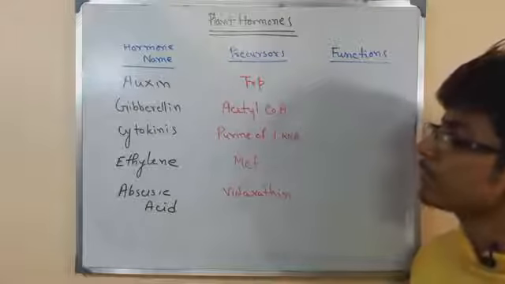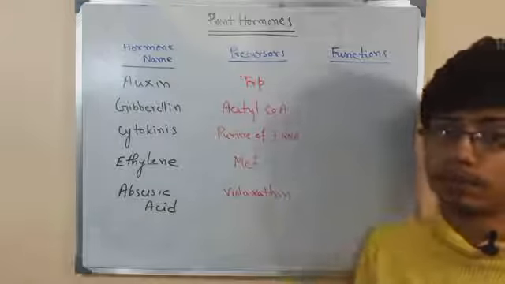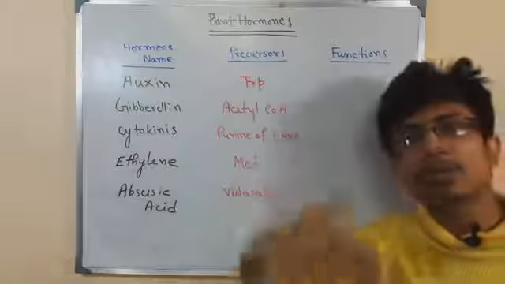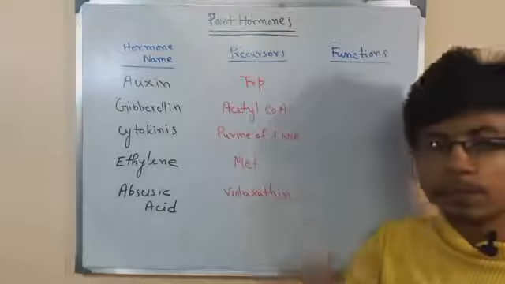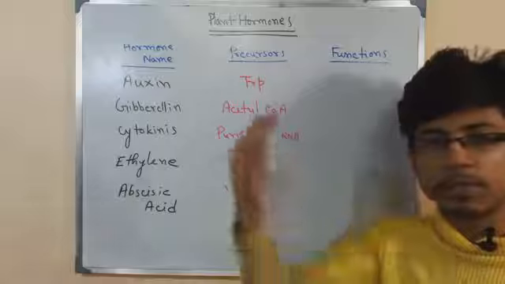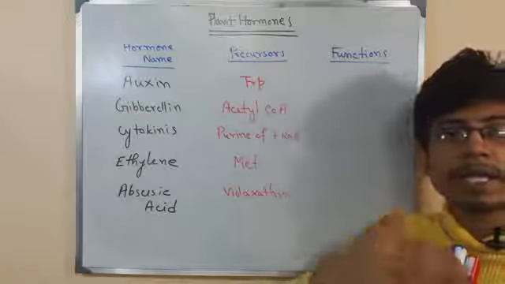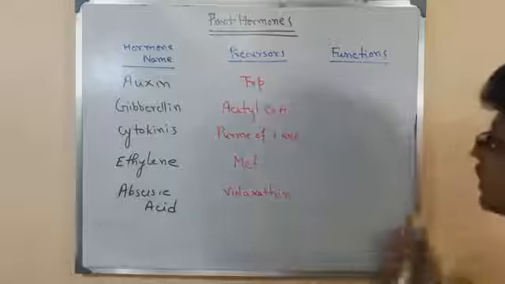Gibberellin also increases the internodal length of the plant. That means auxin helps the plant to grow along, but gibberellin acts during the development and growth of the plant, helping in the development of the internodal region. And what is the internodal region?